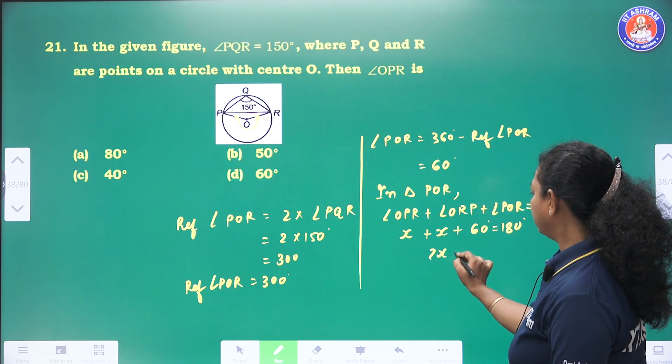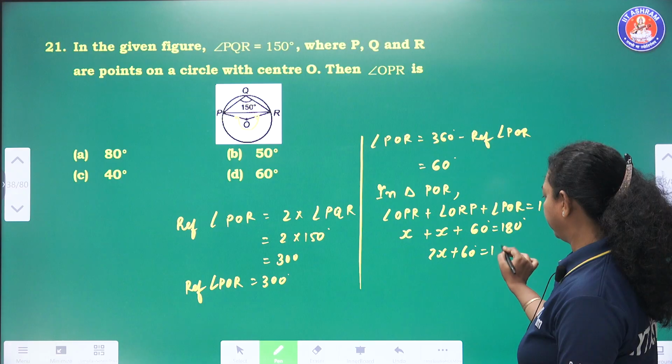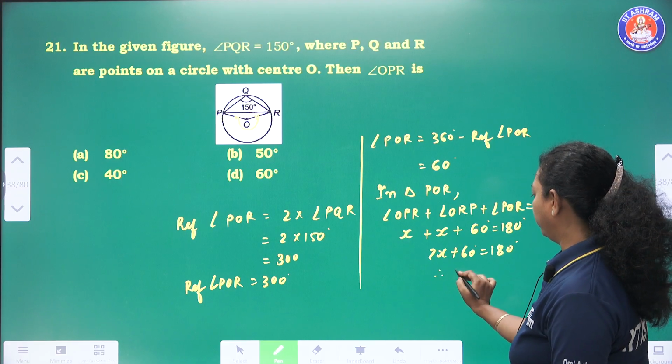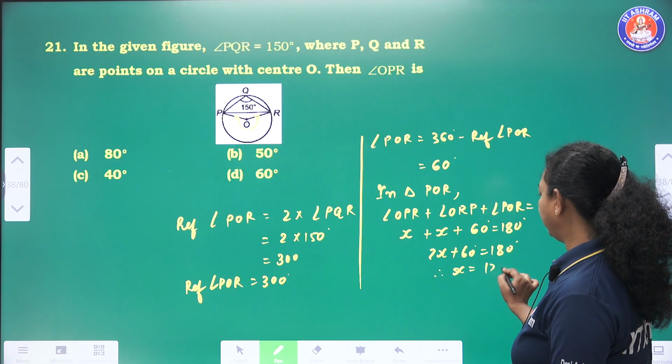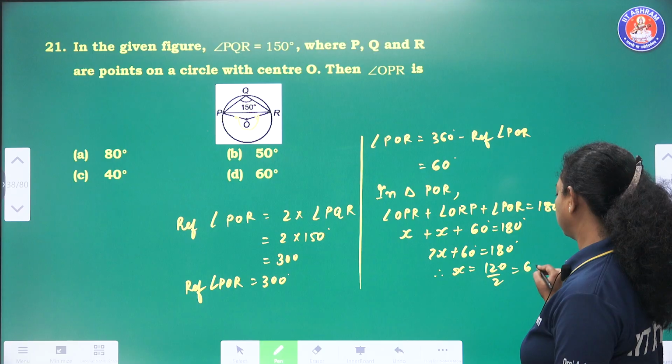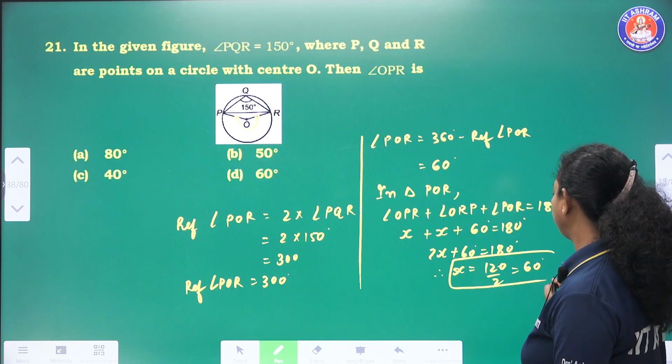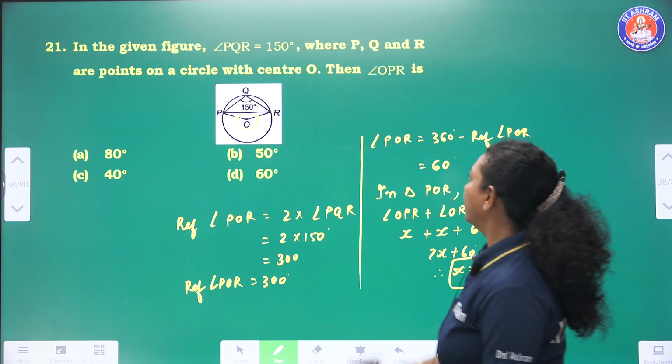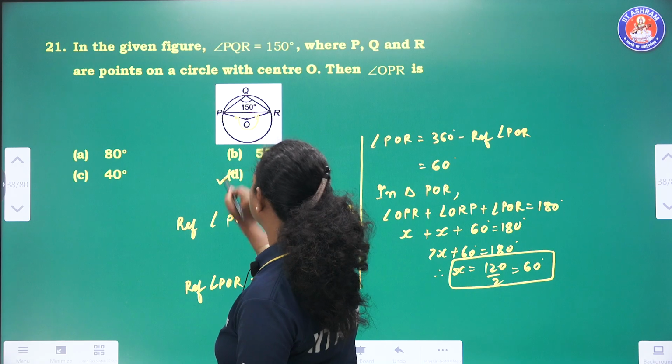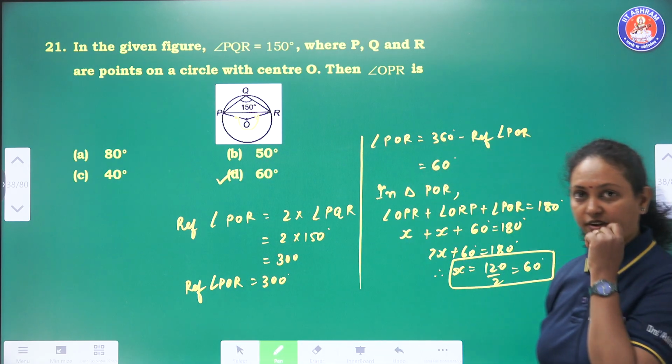So 2x plus 60 degree is equal to 180. Therefore, x is equal to 120 by 2, which is equal to 60 degree. So what is the measure of angle OPR? The angle OPR is 60 degree. So D option is our correct answer.